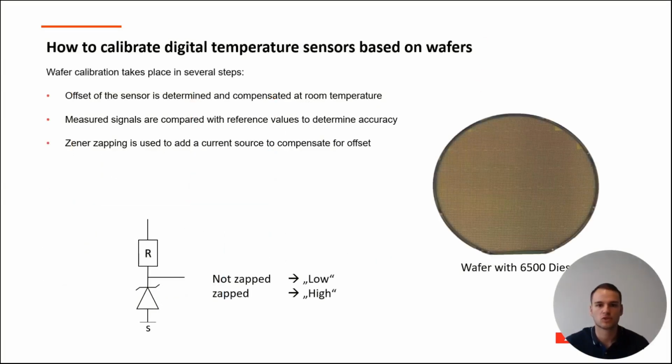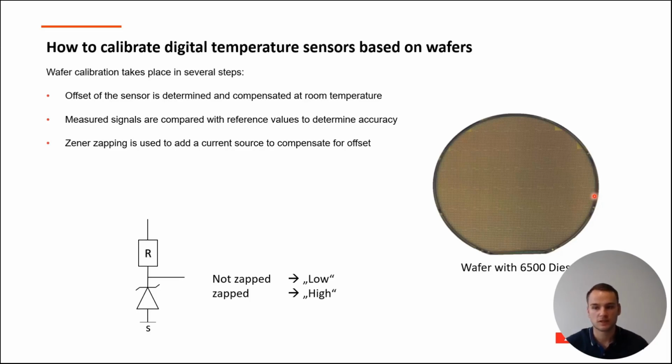As a next step, I want to show you how we calibrate our temperature sensors directly on the wafer. First of all, if you take a look on the right, you can see a wafer, and it's a 6-inch wafer, which means it has a diameter of 6 inches. On each wafer, there are approximately 6,500 temperature sensors. Each of the sensors is precisely measured on a test device and compared with a reference at room temperature. Room temperature means that it can be between 20 degrees Celsius and 28 degrees Celsius. It depends on the season.